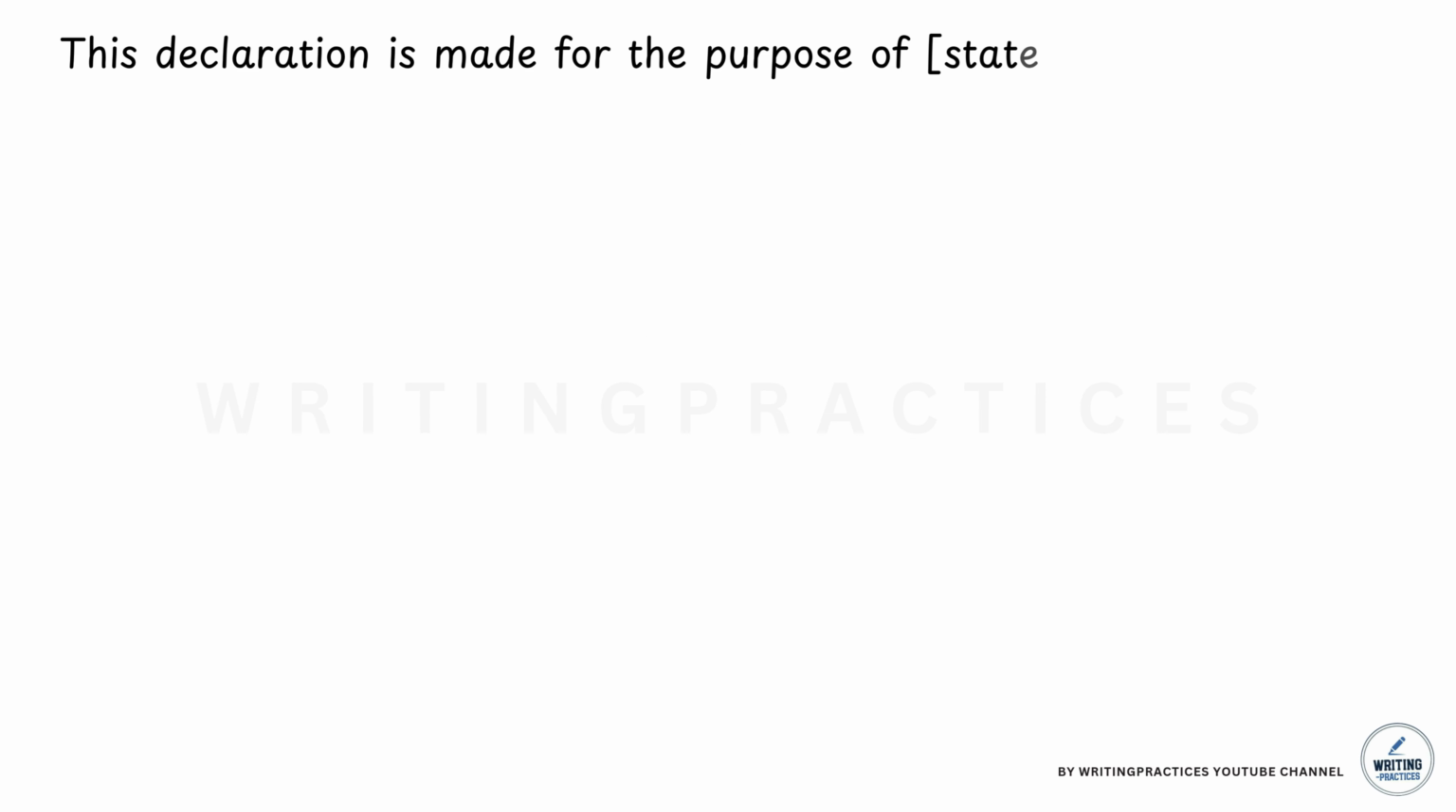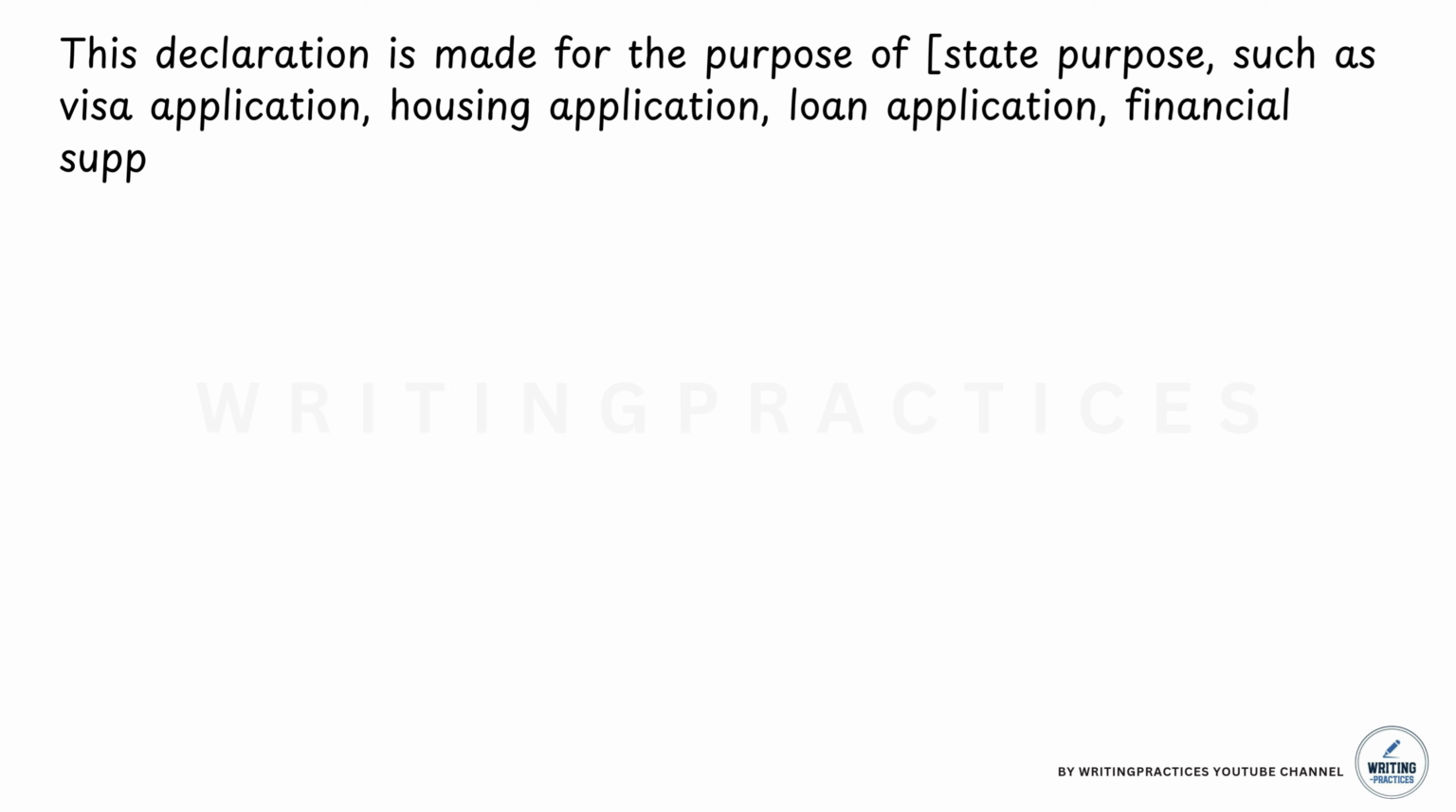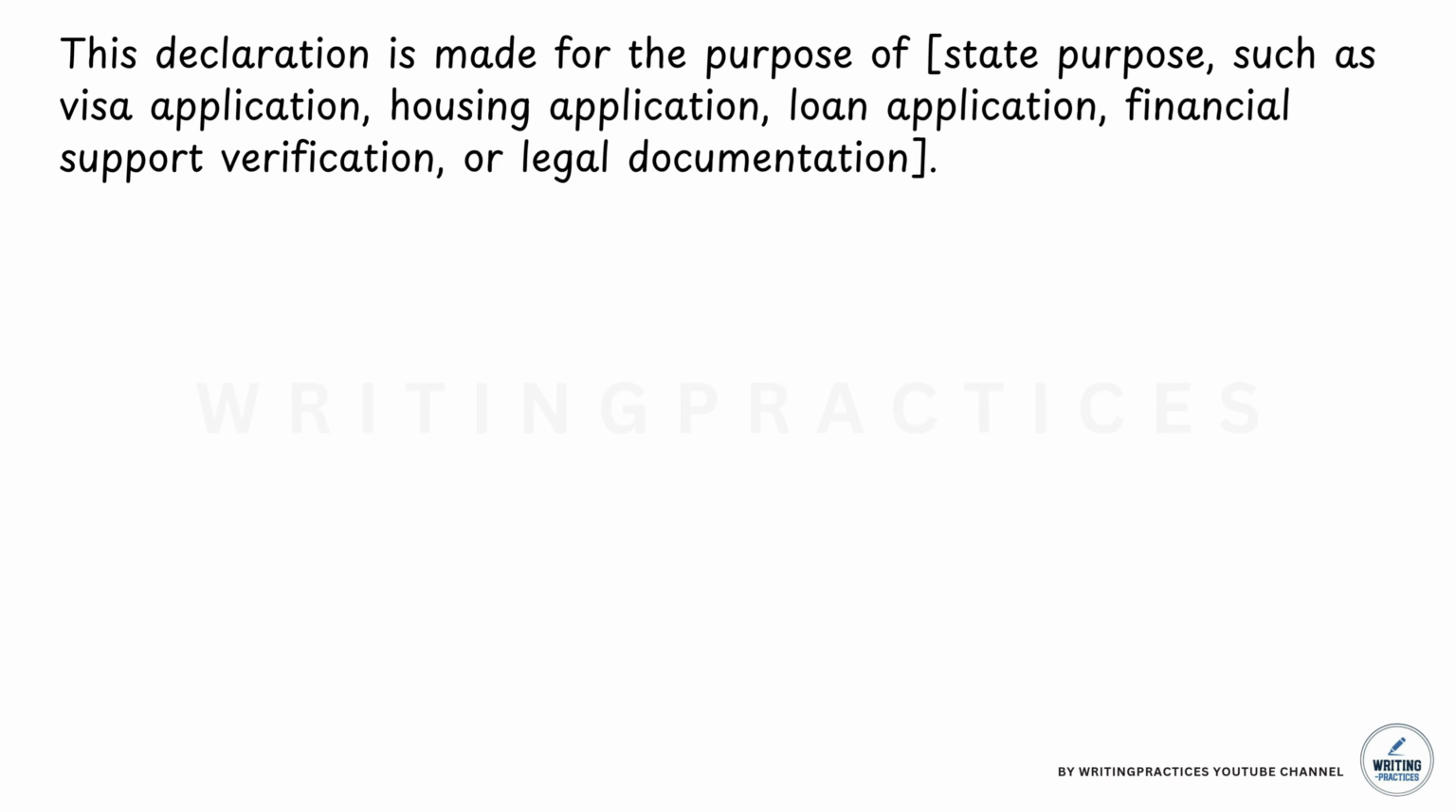Purpose of declaration paragraph. Here you explain why the declaration letter is being submitted. For example, this declaration is made for the purpose of a housing application. This provides context for the reviewing organization. Tip: clearly state the purpose so the reader understands how the document will be used.